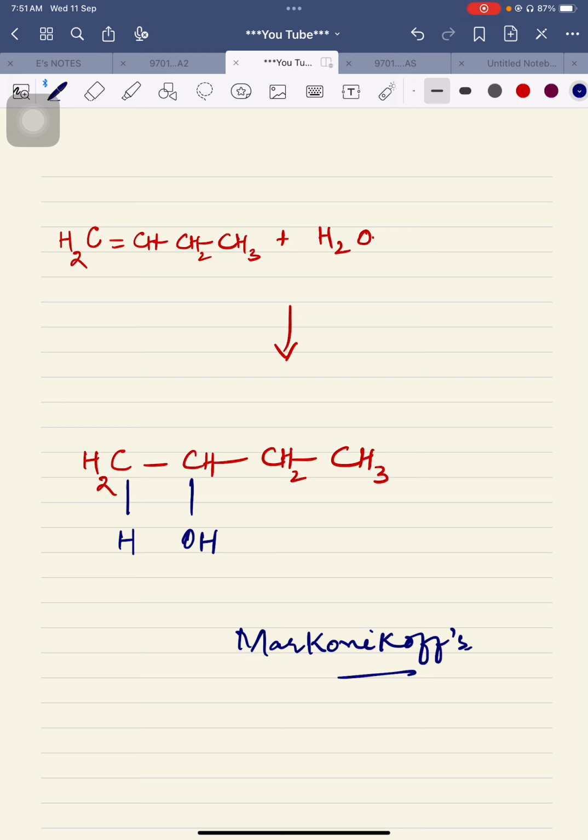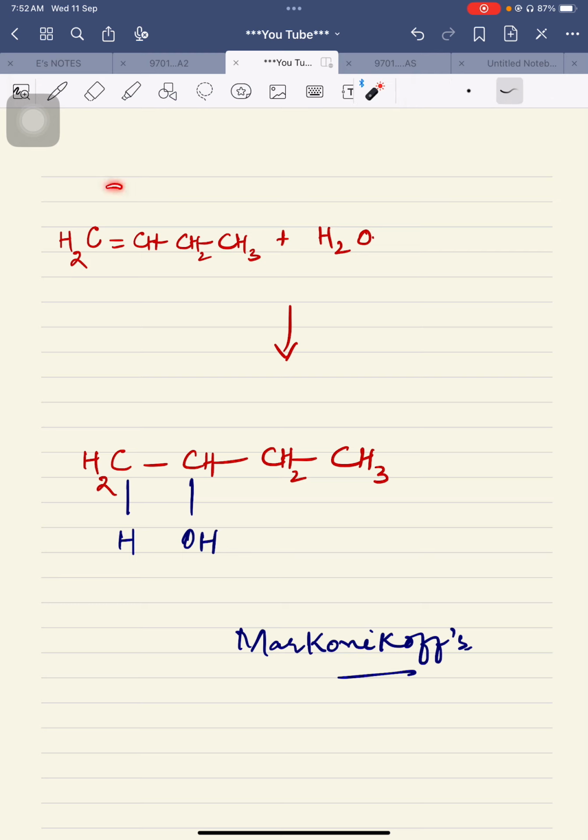Okay, what is Markovnikov's rule saying? According to this rule, basically, water has two parts. One of them is hydrogen, whereas the other is OH. So the hydrogen part of water will go to that carbon of an alkene which already has the greater number of hydrogens. This is the rule. I'm repeating, the hydrogen part of water will go to that double bonded carbon atom which has more hydrogen atoms.